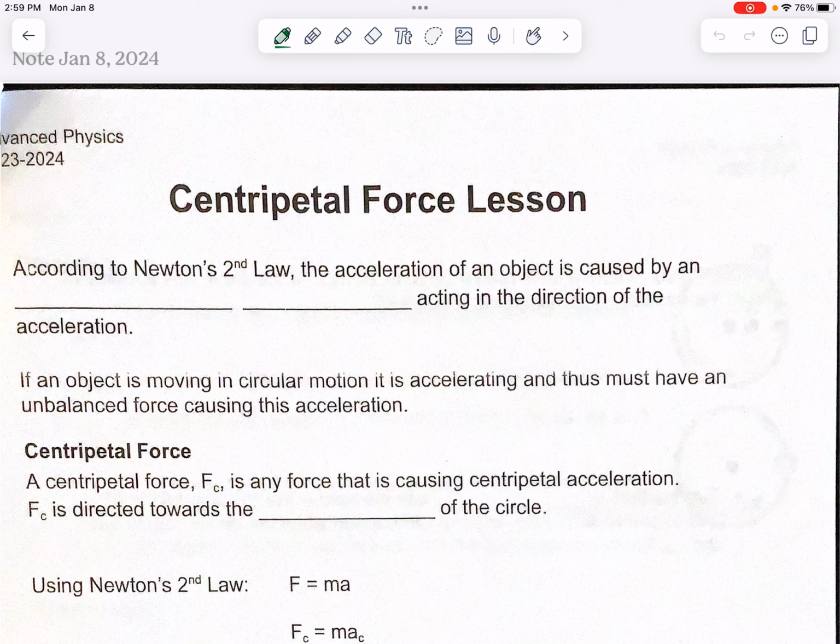All right, this video is going to go through pages 9 through 11 in your circular motion packet. We're going to go over centripetal force.